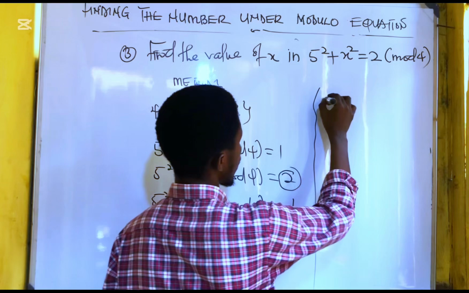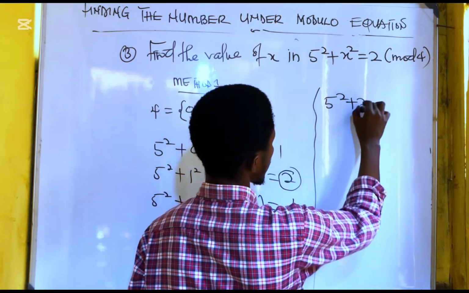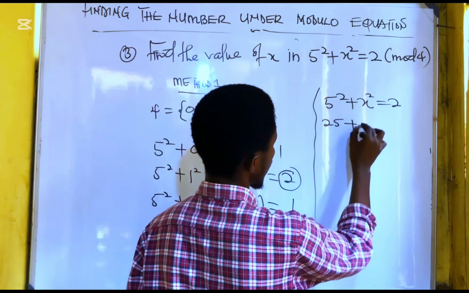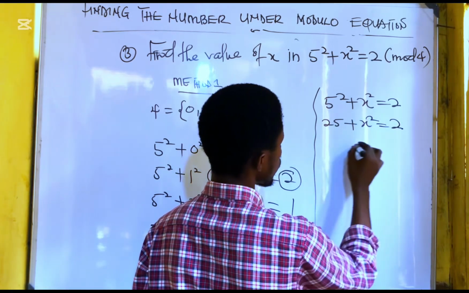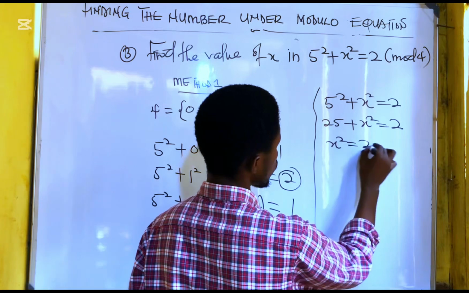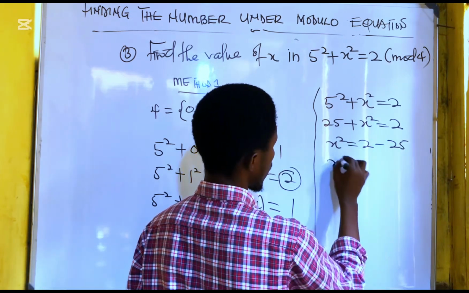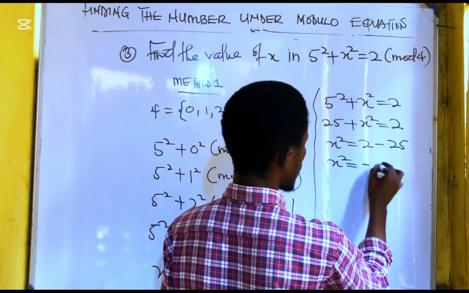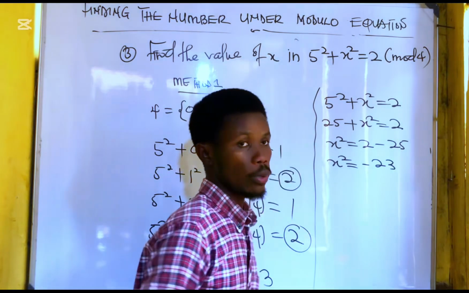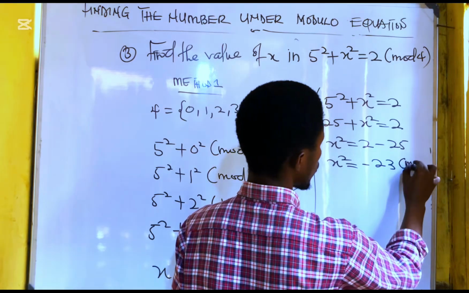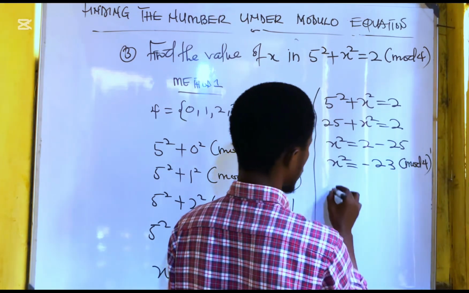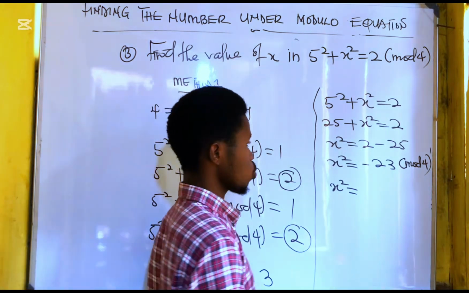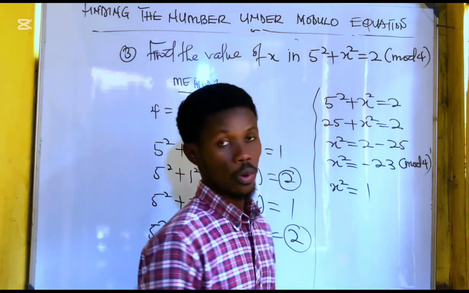For the other approach, we have 5 squared plus x squared equals 2. Now 5 squared is 25 plus x squared equals 2. x squared equals 2 minus 25. x squared equals 2 minus 25, which will give us negative 23. But remember, we are operating under mod 4. So x squared will give us 1. Negative 23 mod 4 will give us positive 1. Is that okay?